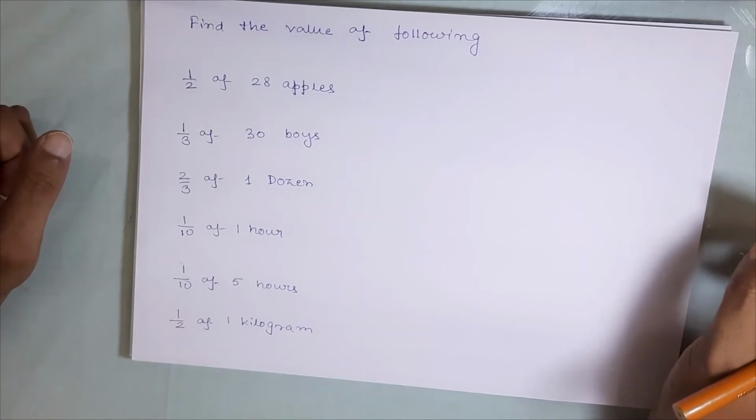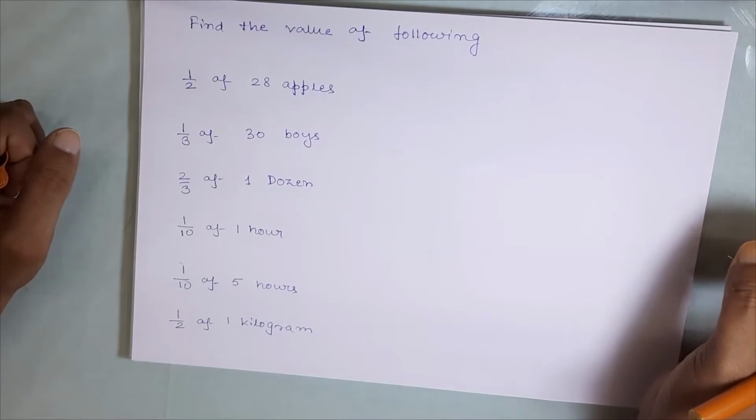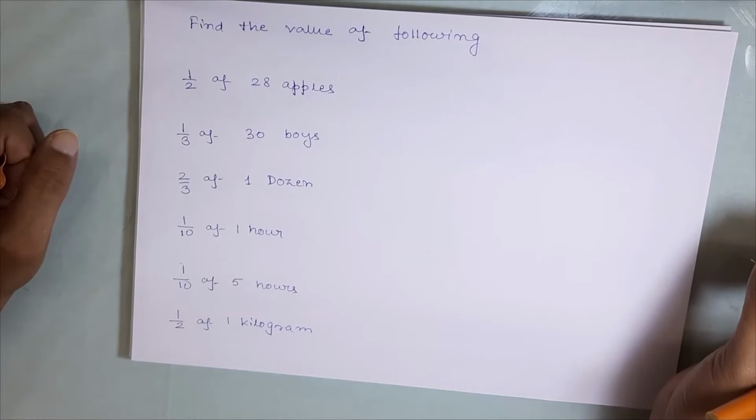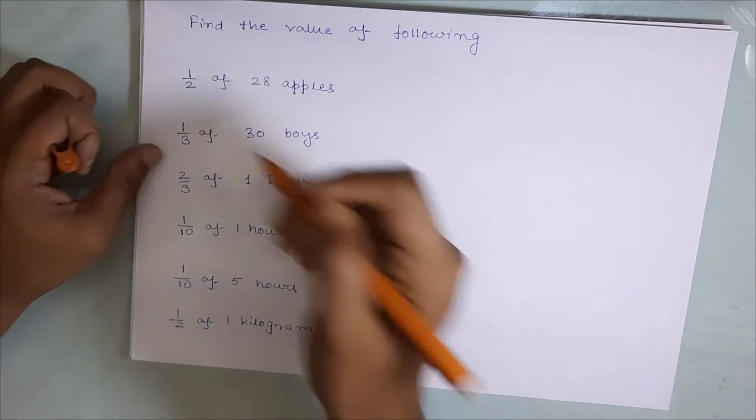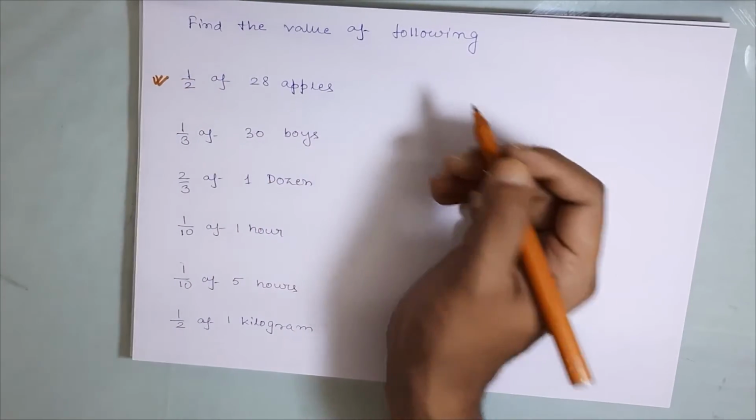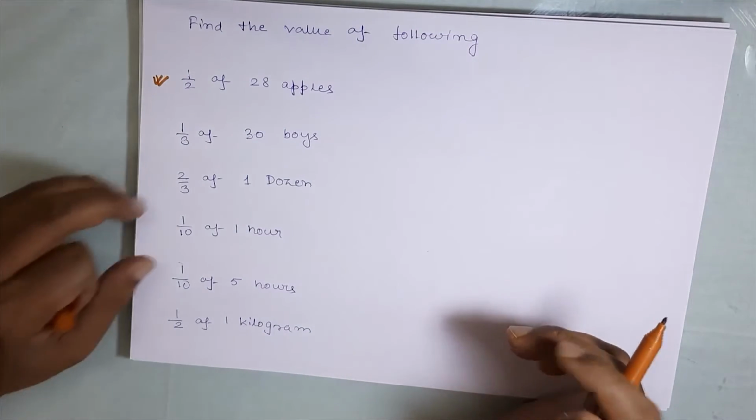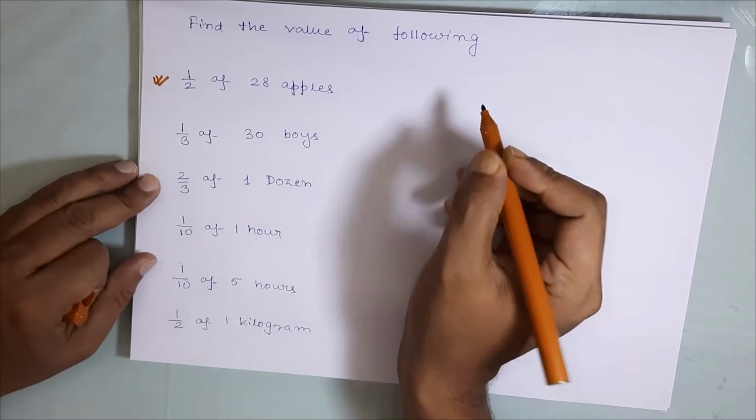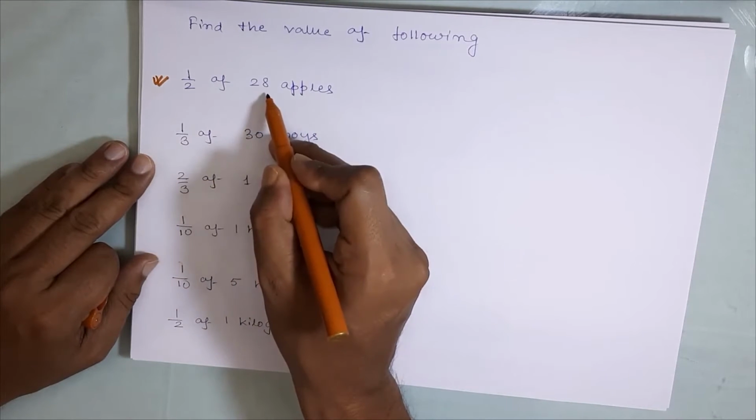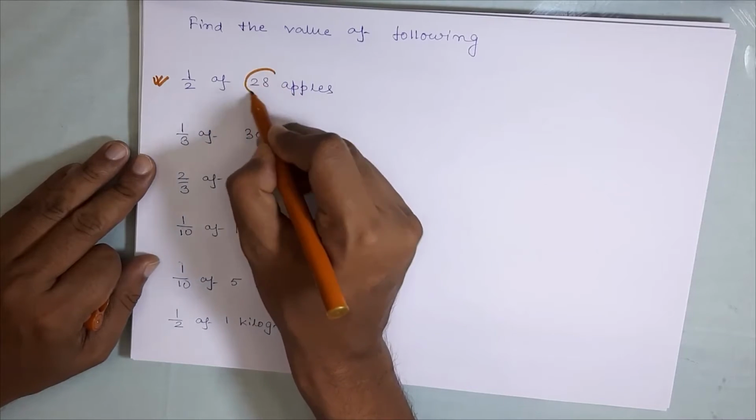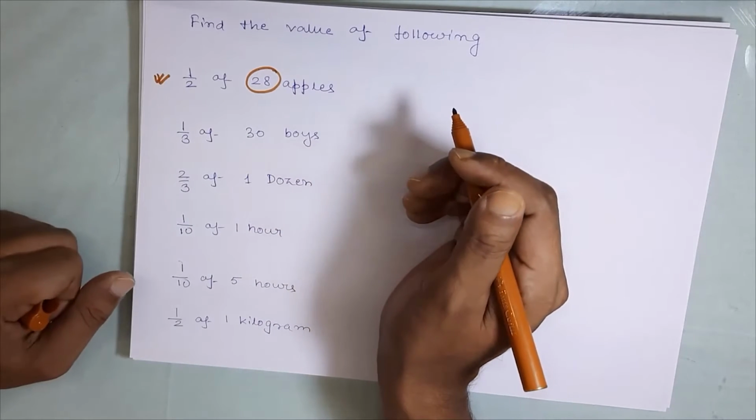Okay, there can be another type of problem you will come across, where you will be asked to find a portion of 28 apples, a portion of a whole. Now, if you see the first question, it is mentioned half of 28 apples. Here, what is half of 28 apples? 28 apples is your whole, the full basket of apples. The full number is 28.